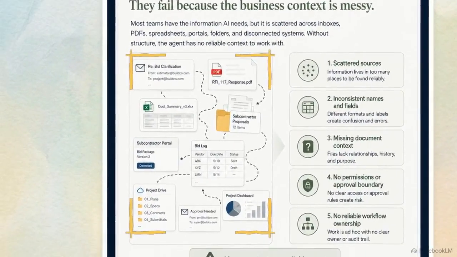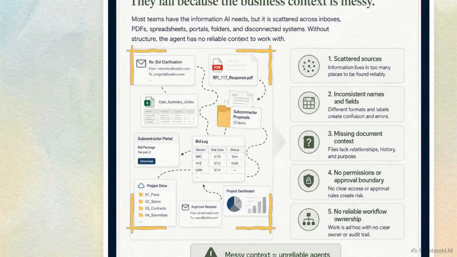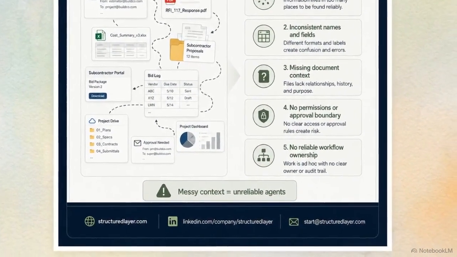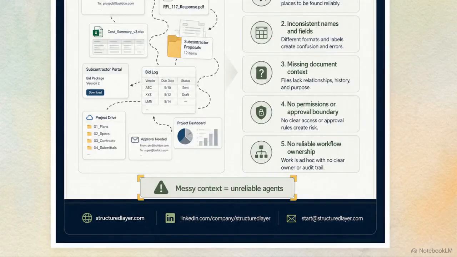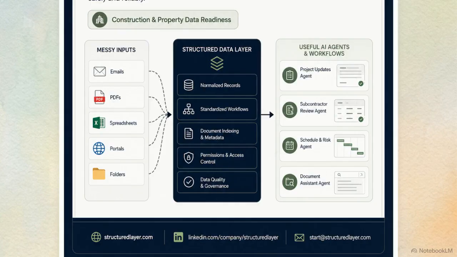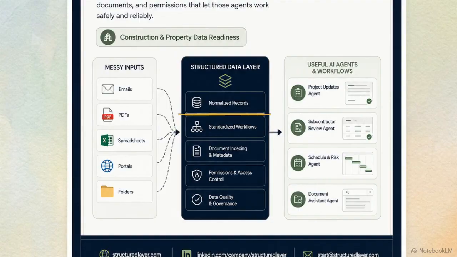Look at this scattered web of emails, PDFs, spreadsheets, and folders. Without structure or consistent conventions, an AI has no reliable way to map relationships or establish context. The solution requires an intermediate infrastructure. Messy inputs must be routed through a centralized, structured data layer before reaching an agent. By passing raw information through this layer first, data is normalized. Let's break down how to architect this system and sequence a reliable workflow.